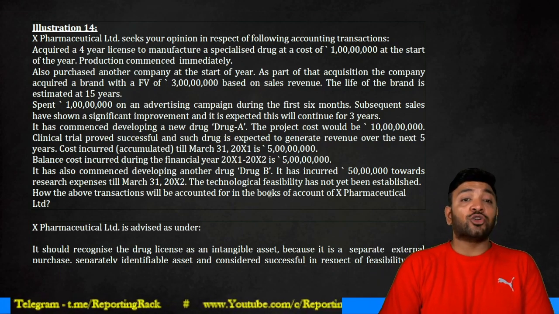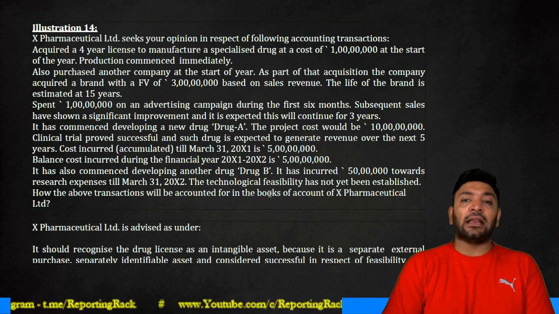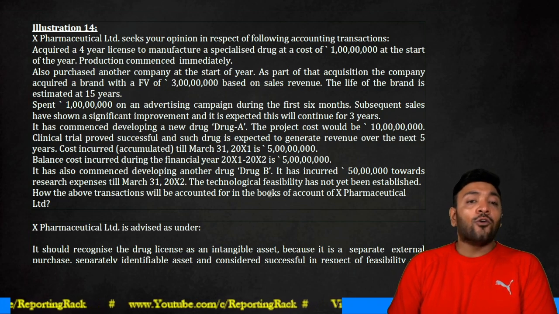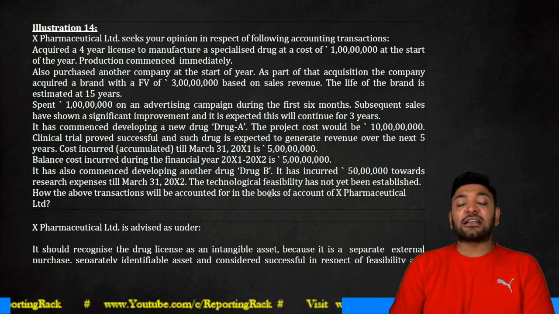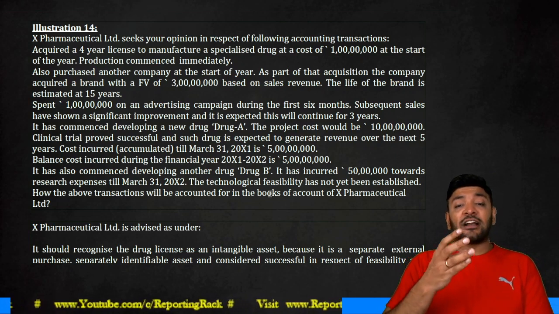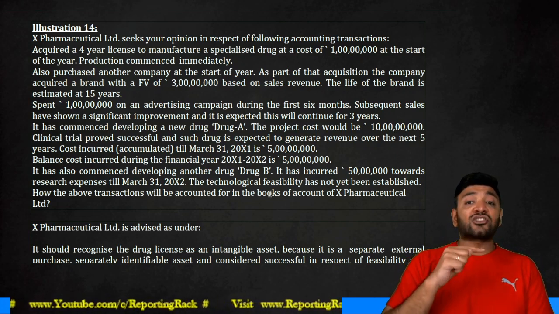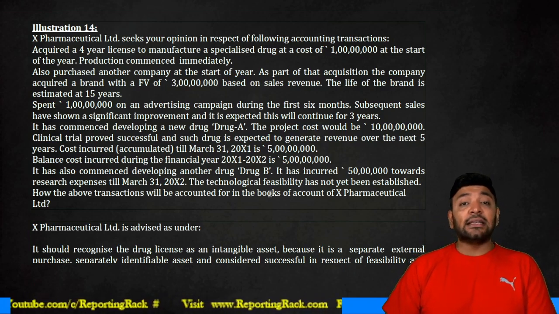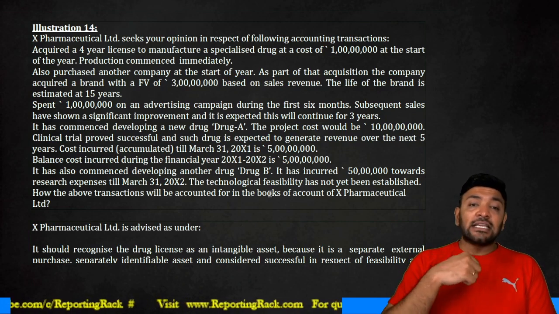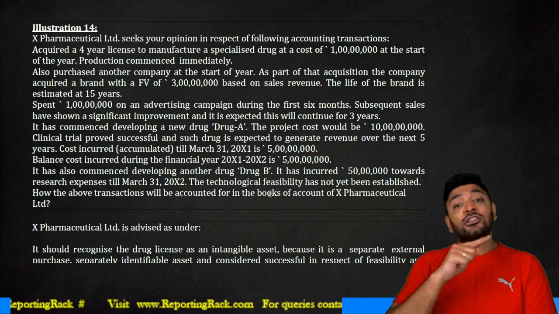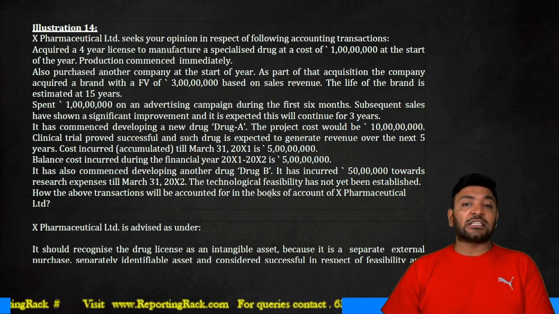X, a pharmaceutical company, seeks your opinion in respect of the accounting transactions. They have acquired a 4 years license to manufacture a specialist drug. Serum Institute acquired the license to manufacture Covishield from AstraZeneca. Oxford AstraZeneca is the trust which has actually developed the vaccine, and Serum is actually utilizing the license. Same way, X has acquired the license for the manufacture of a specialized drug.